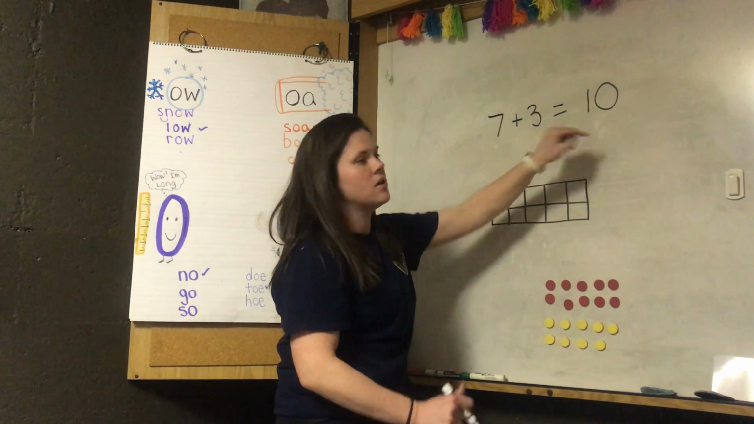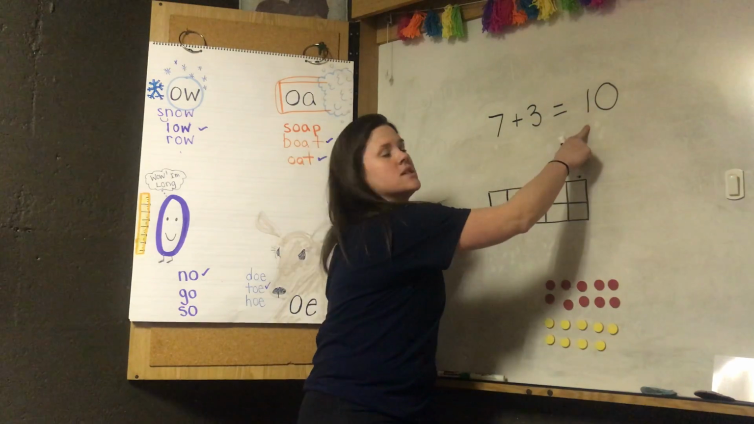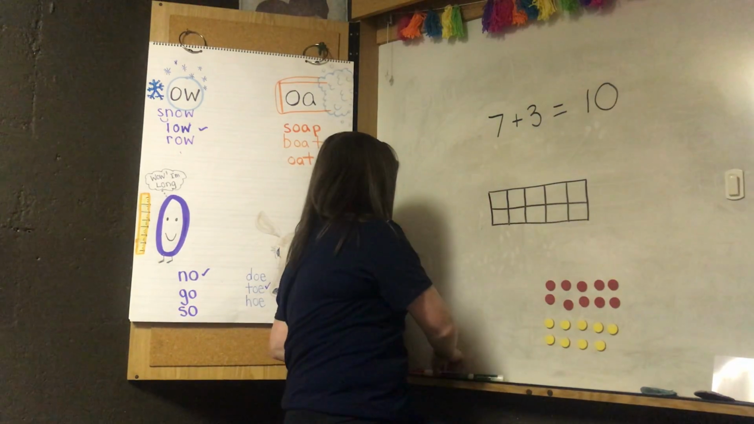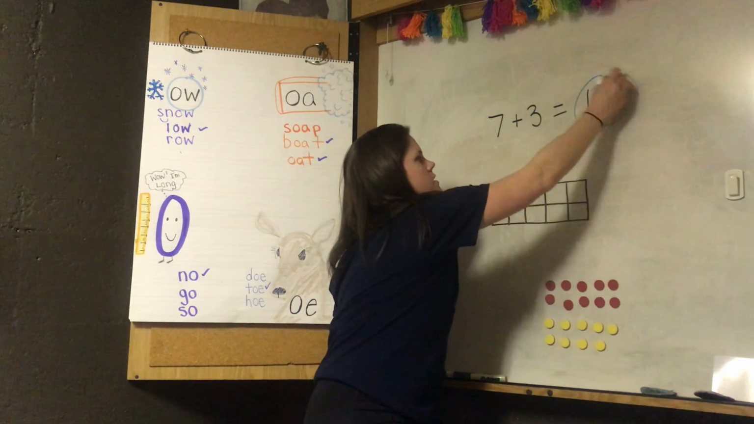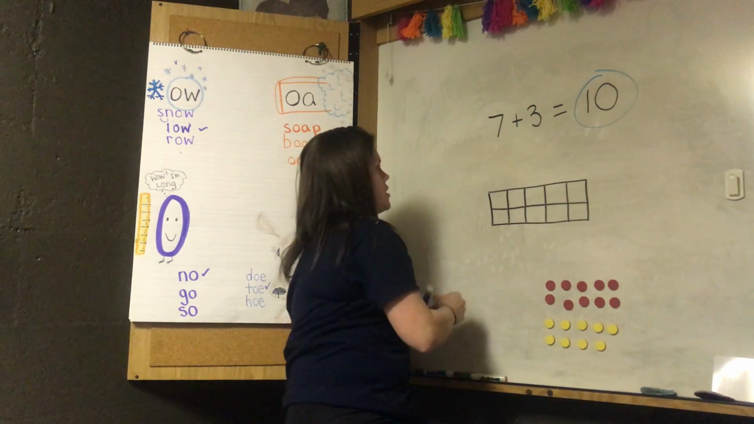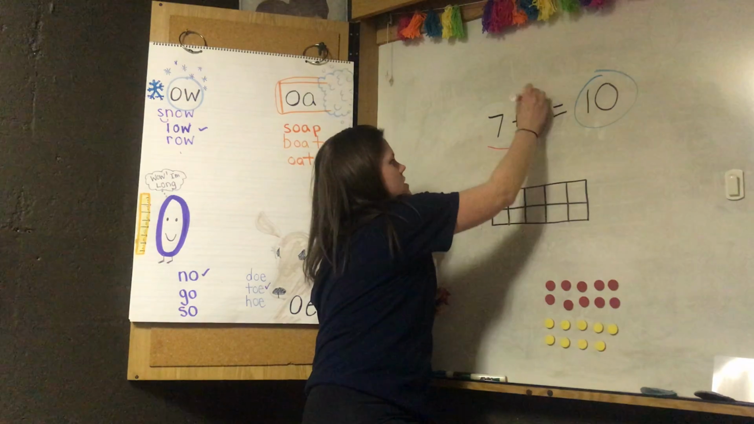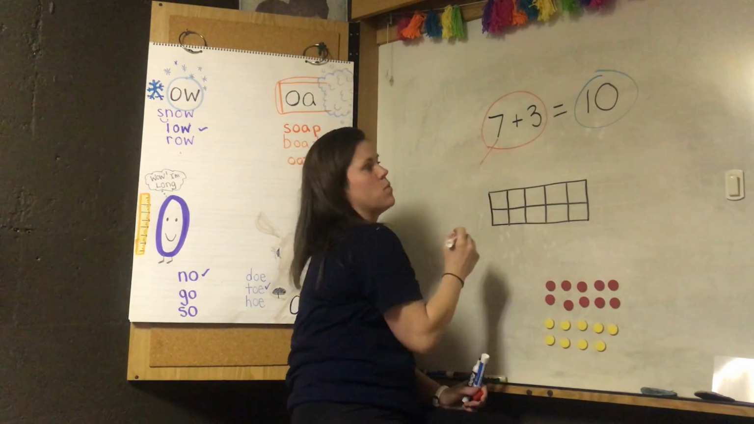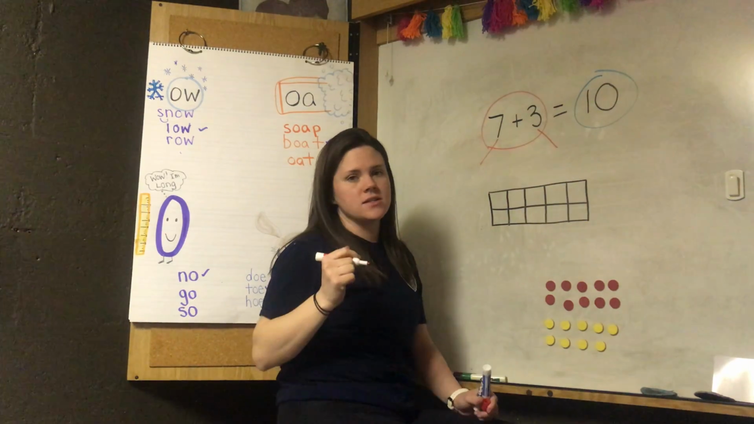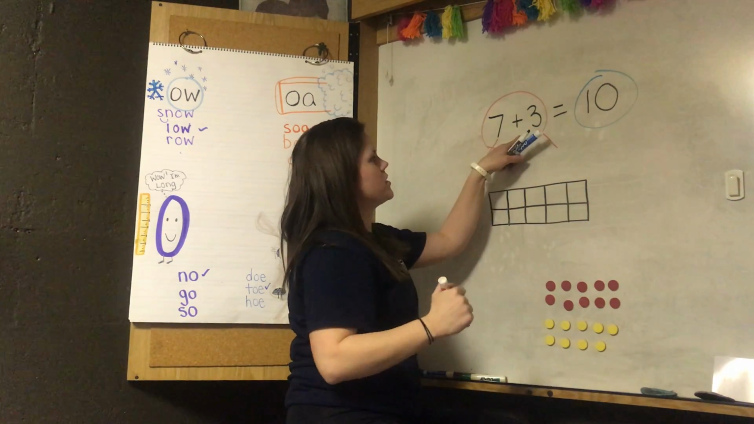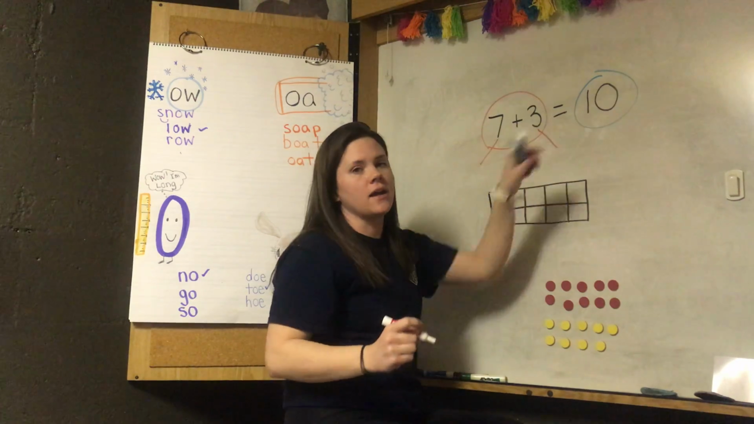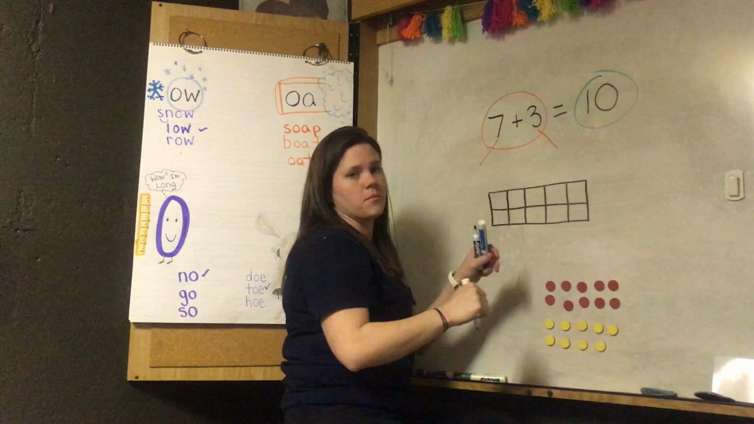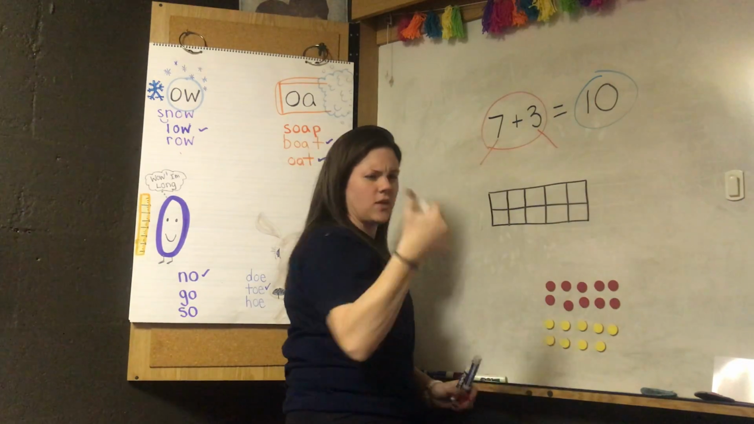In this equation, I have two parts. I have the sum, or the answer, which is 10, right? The sum is 10. And this part are my addends, because it's an addition sentence. These are my addends. So I have two addends. 7 is one addend, and 3 is another. And together, 7 plus 3 equals 10. Now that equal sign, we know, means that they are the same. 7 and 3 become 10, right?